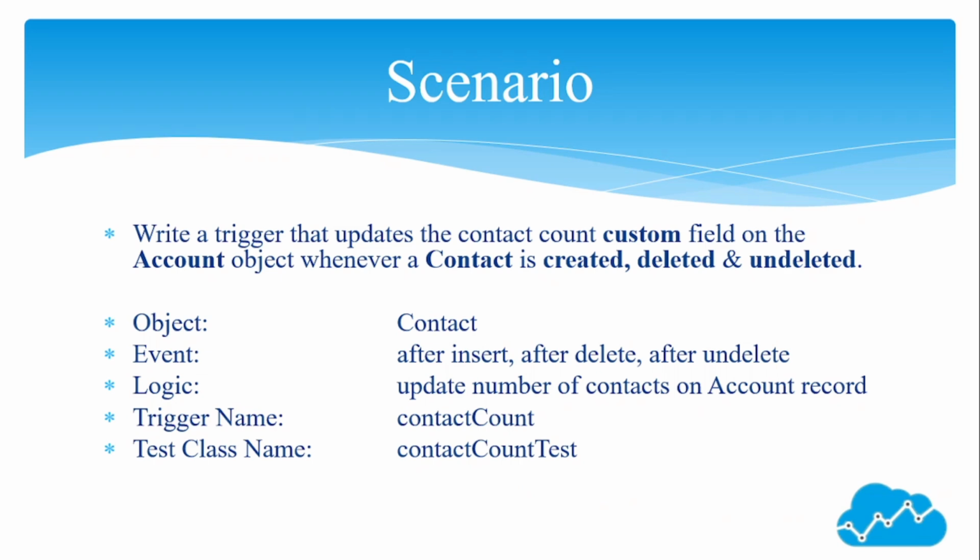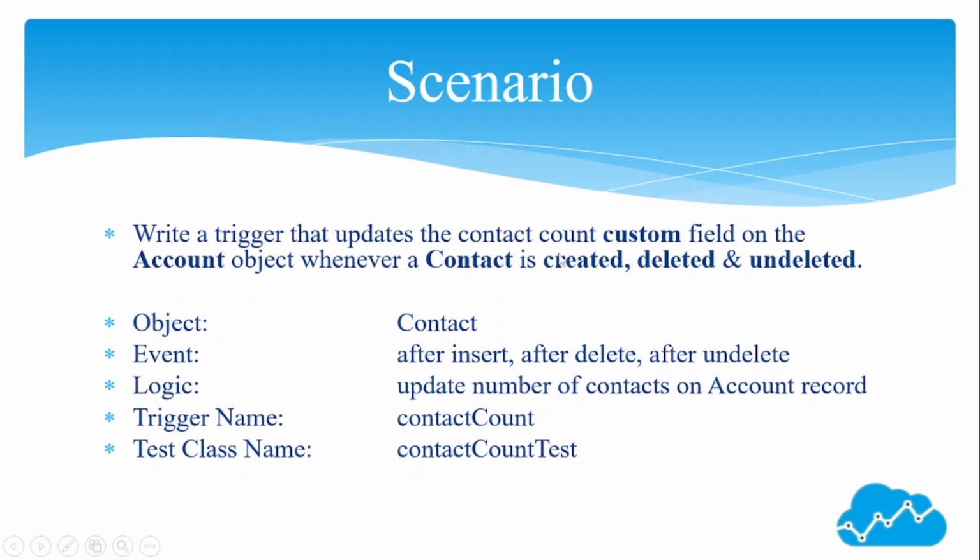In this Trigger Scenarios series, we are going to write a trigger that updates the contact count custom field on the account object whenever a contact is created, deleted or undeleted. So the objective of this trigger is: whenever a new contact is created or deleted or undeleted for a particular account, it should update the contact count on the account object.